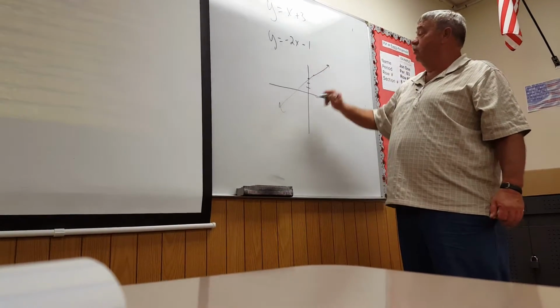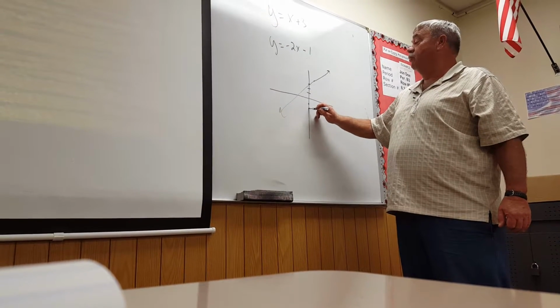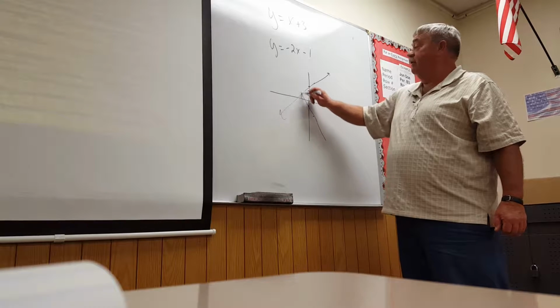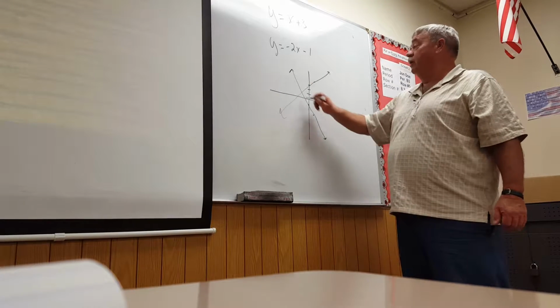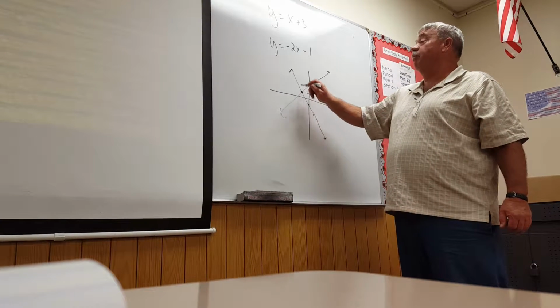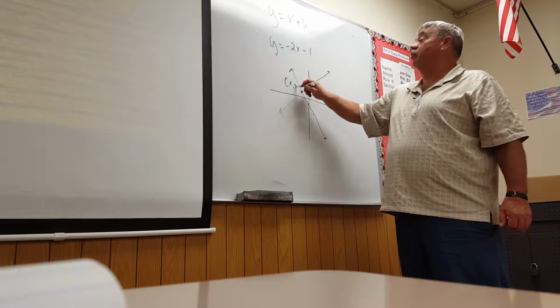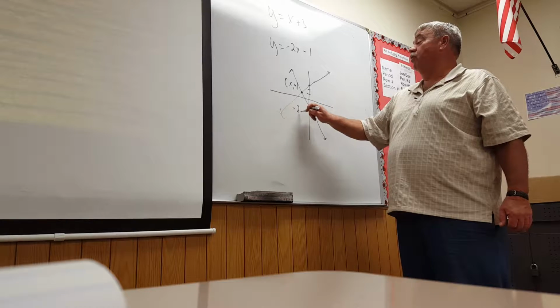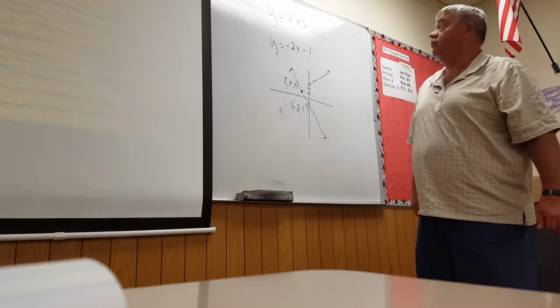And then this one would have started at negative 1 and goes down 2 over 1, and it would look like this. Now what we're trying to do is find this point, the x and y point that is, so it looks like negative 2 and 1 would be the solution.